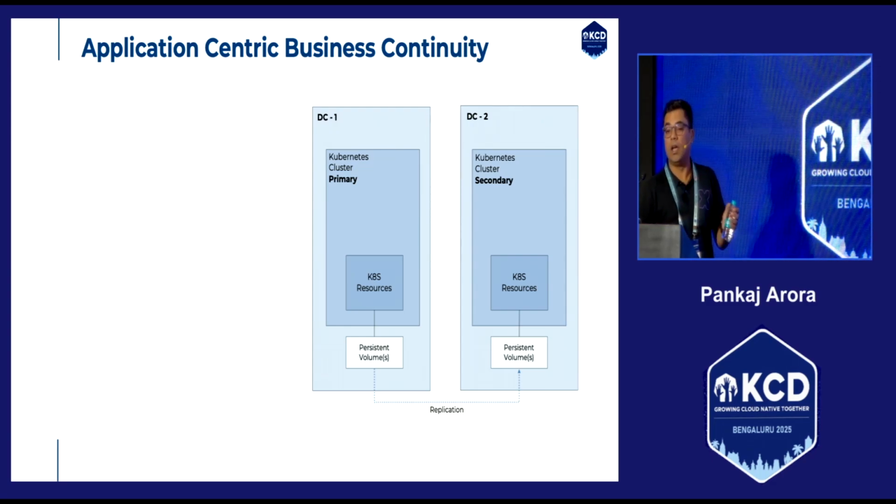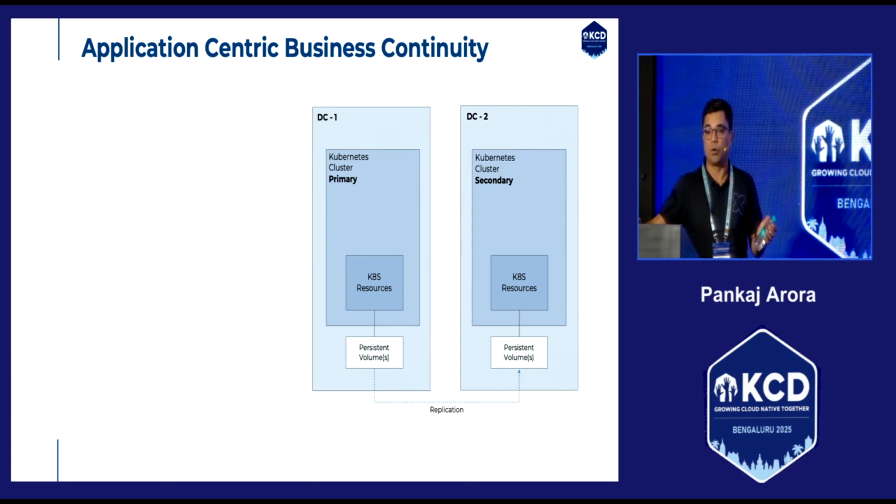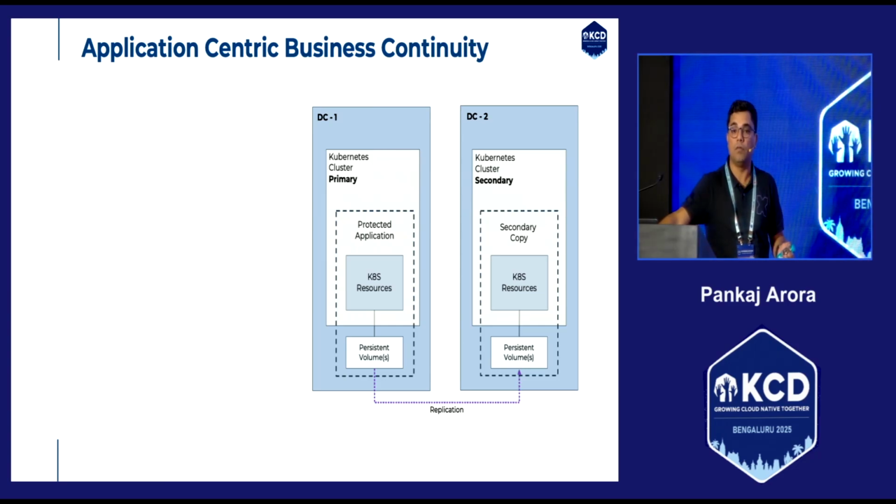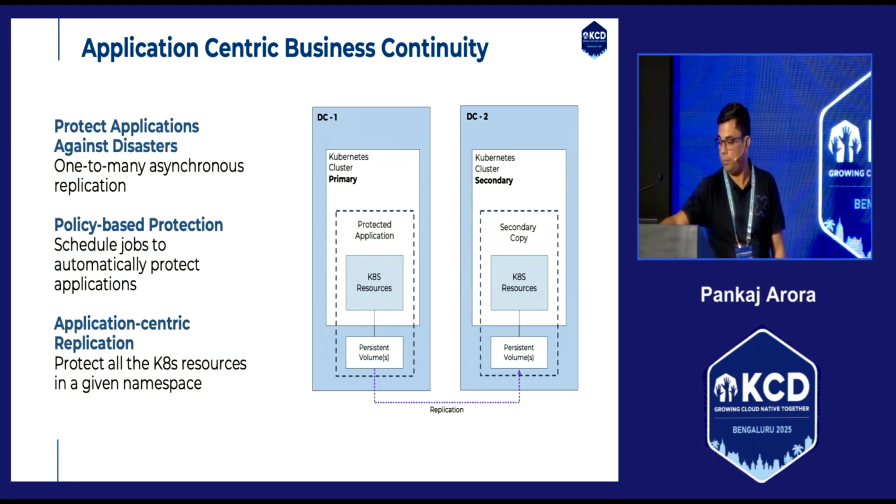We call it Nutanix Data Services for Kubernetes. It can take care of your application, inclusive of your application construct, and it can give you defined RPOs and RTOs, so that you can go back to your management teams and tell them in what time you'll be able to recover the application in case one data center goes down.